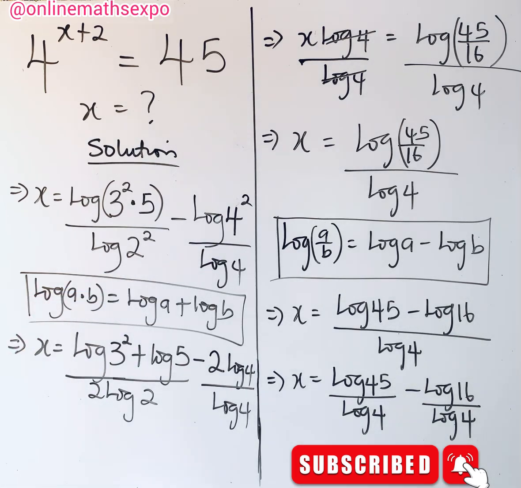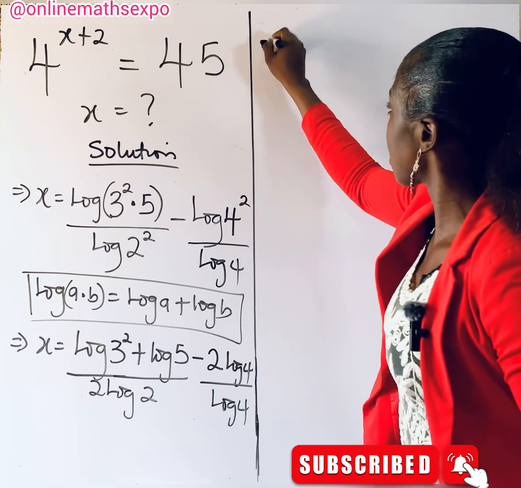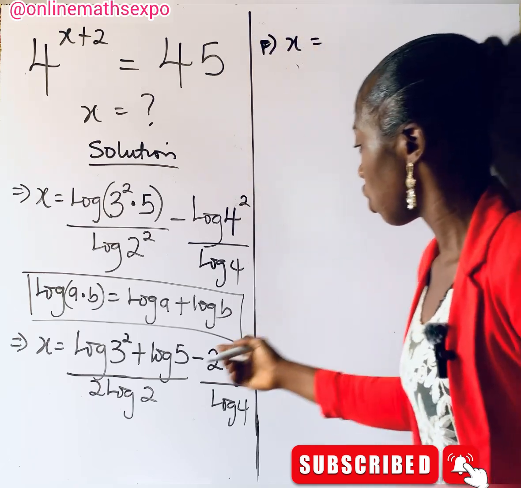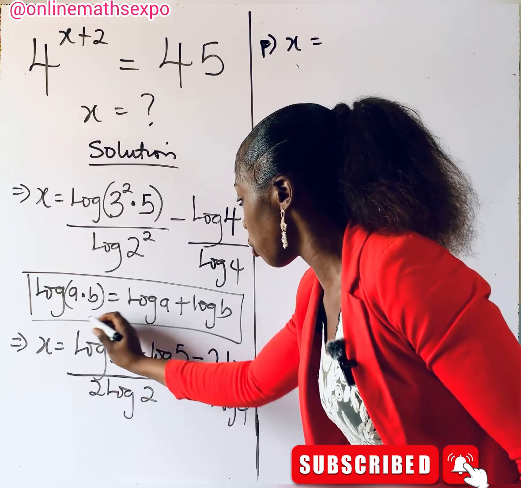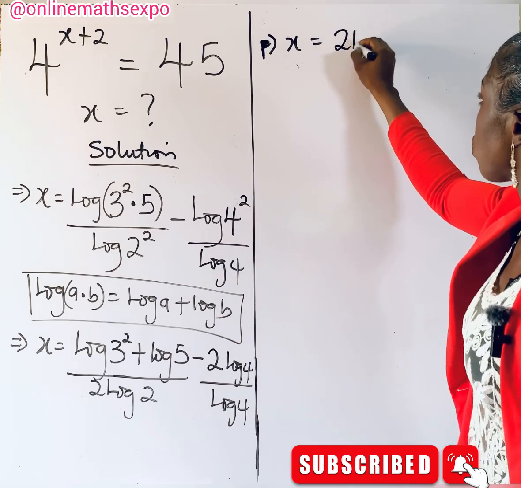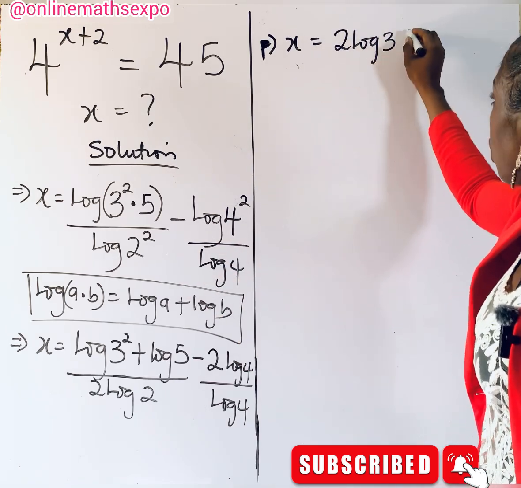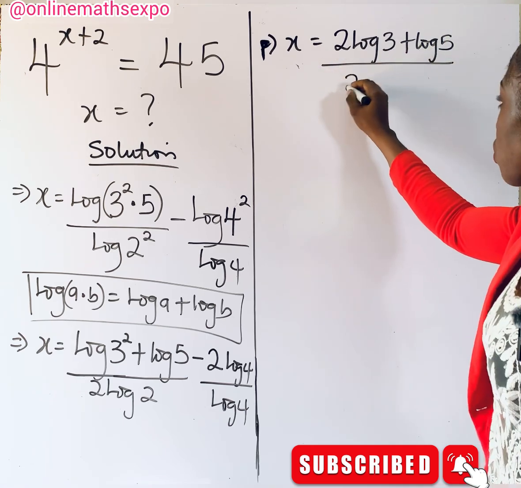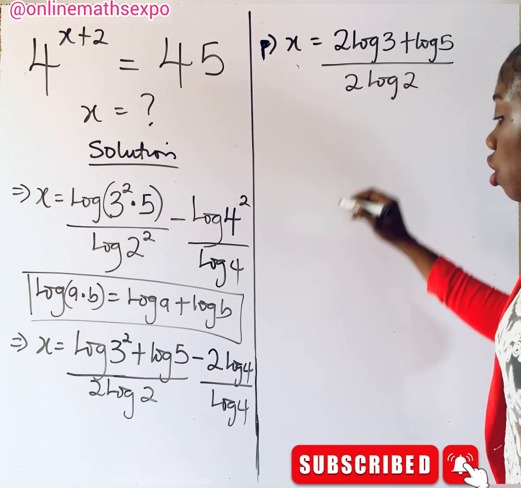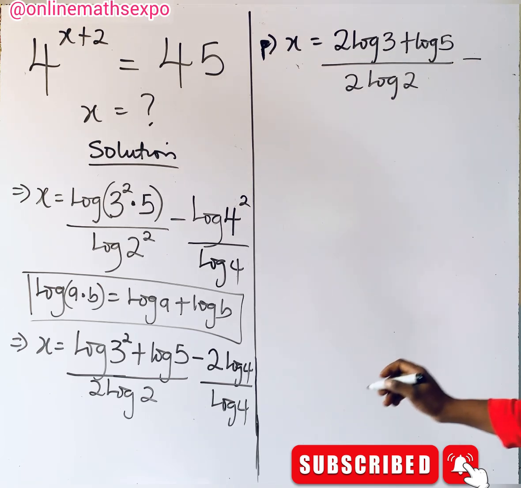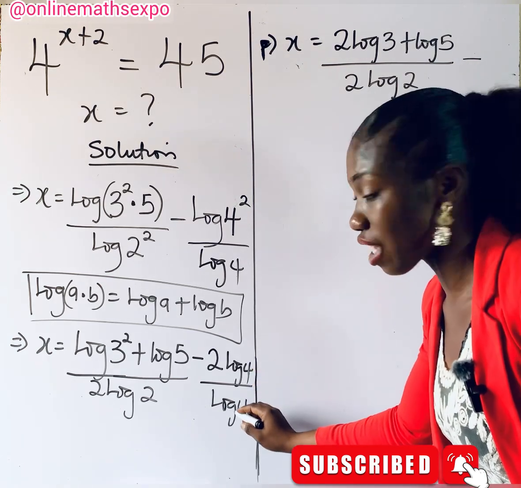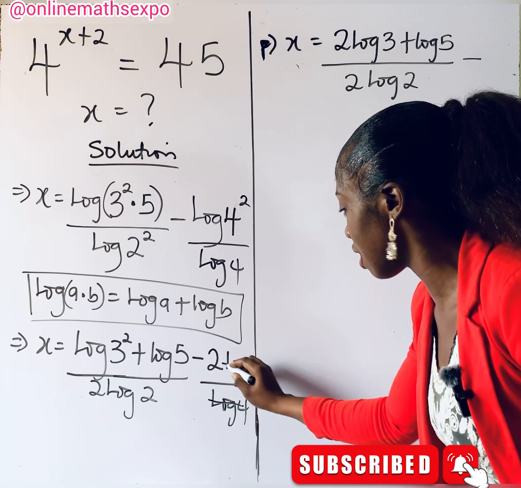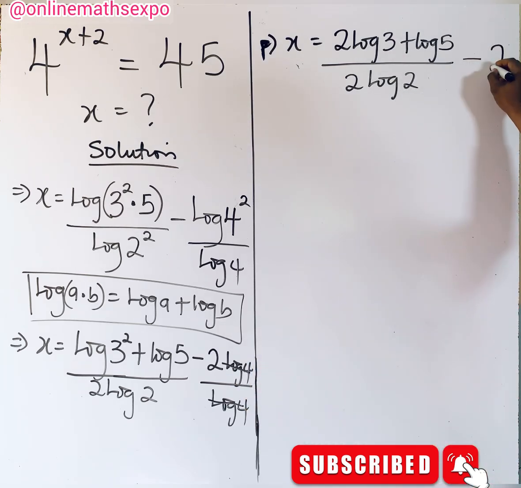Let's take it to this part to now have x is equal to, so this 2 multiplies the log, so we have 2 log 3 plus log of 5, divided by 2 log 2, then minus, observe carefully that log 4 is here and log 4 is here, so they can cancel itself, and we are going to be left with 2.